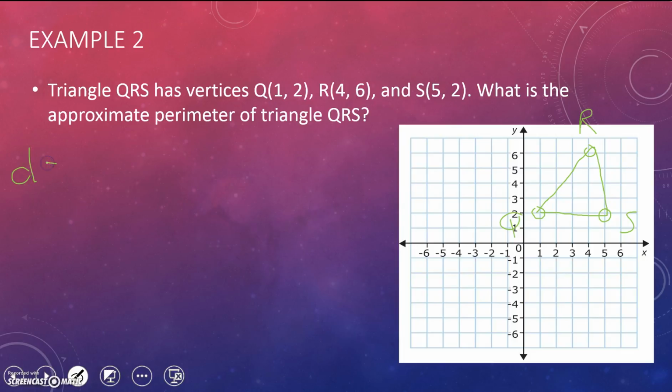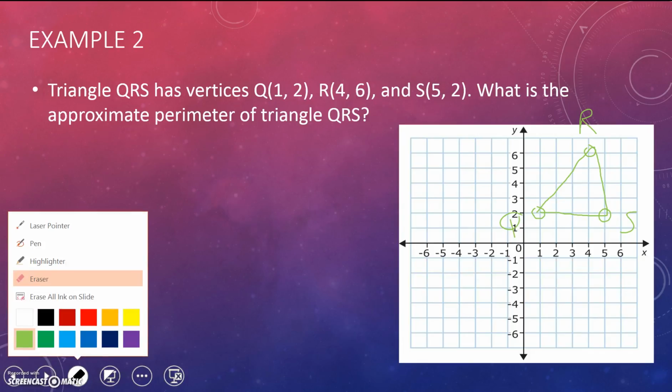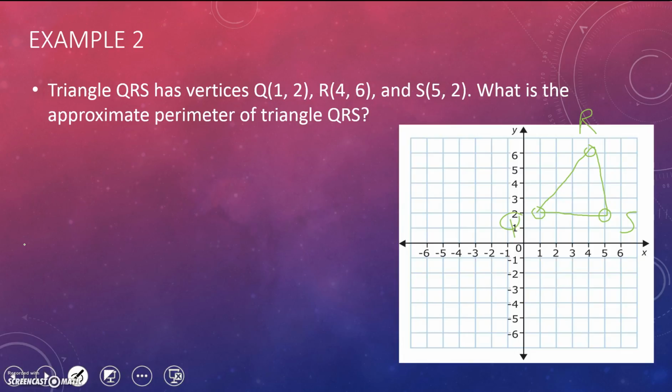The first one I'm going to find, let's actually label it with a better one here. I'm going to do one of them and I'll give you the answers to the rest. Let's find the length of RS here, okay? So remember with distance, when I label it like this, RS, that means I'm looking for a length of it.